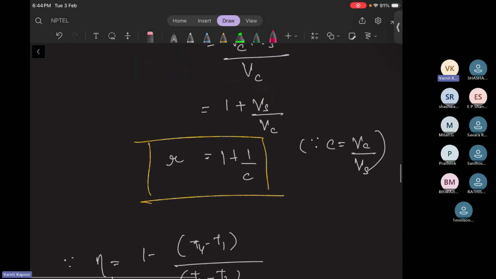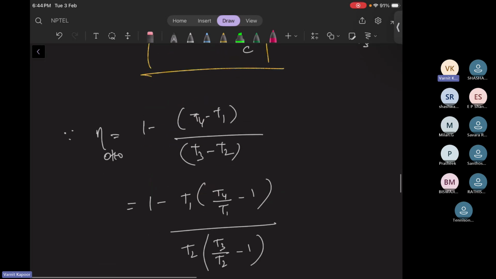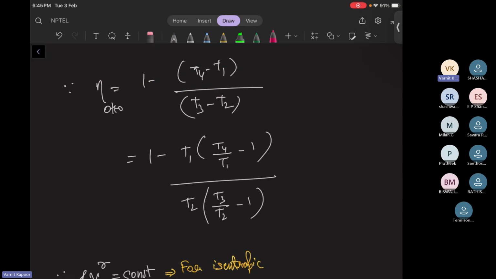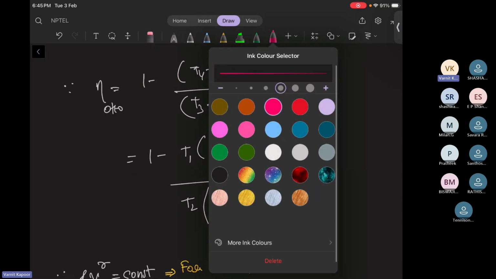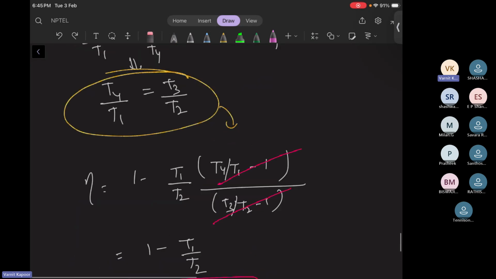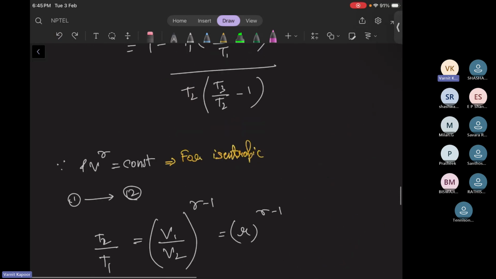So I'll again explain. We know that expansion ratio, sorry, compression ratio and clearance ratio can be written in this form. Efficiency was 1 minus T4 by T1, T3 by T2. We took out T1 from both numerator and denominator. We got T4 by T1, T3 by T2. Now we want all these ratio values. Both are isentropic processes. One is isentropic compression, one is isentropic expansion.